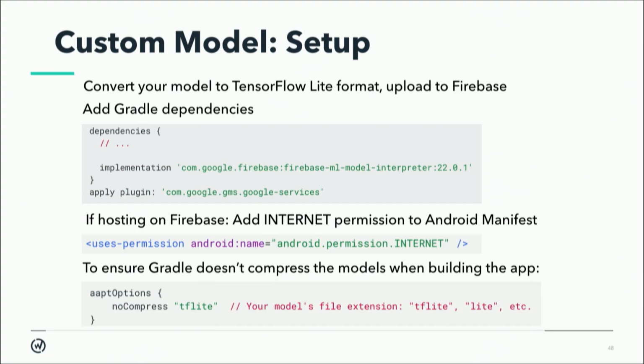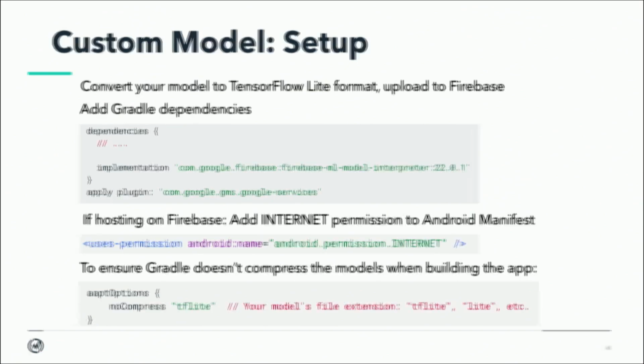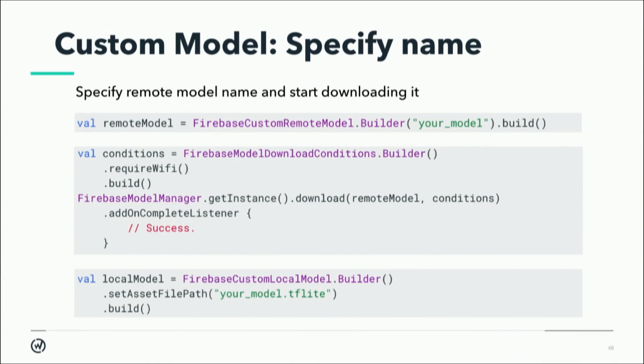And of course, we need to, again, make sure that Gradle will not compress the models when we're building the app. Then we'll have to specify remote model names, and so that's going to be done with the Firebase custom remote model builder class. And here we can also specify model download conditions. So we can require it to use Wi-Fi. And the Firebase Model Manager class allows you to download the remote model that you specified with the conditions you provided.